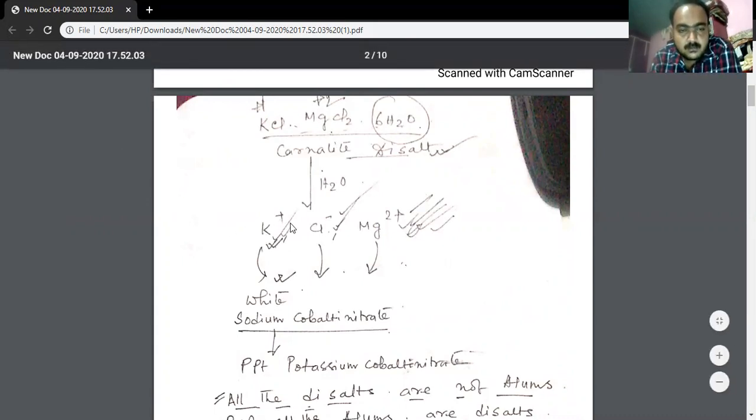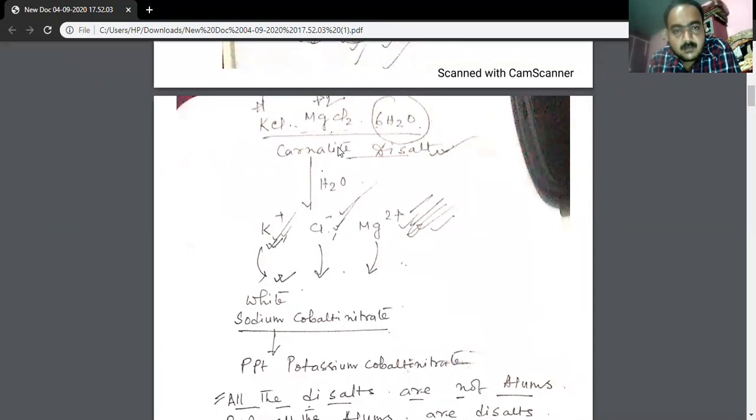So we have to do the salt analysis for this compound. Now, for potassium as an example, if we add sodium cobaltinitrite to the aqueous solution of this salt, we will get a yellow precipitate of potassium cobaltinitrate. Similarly, for the chloride ion test, in the aqueous solution of the salt, we add some HNO3 to acidify the solution. Then we add AgNO3. Then a precipitate of AgCl, white in color, should appear.